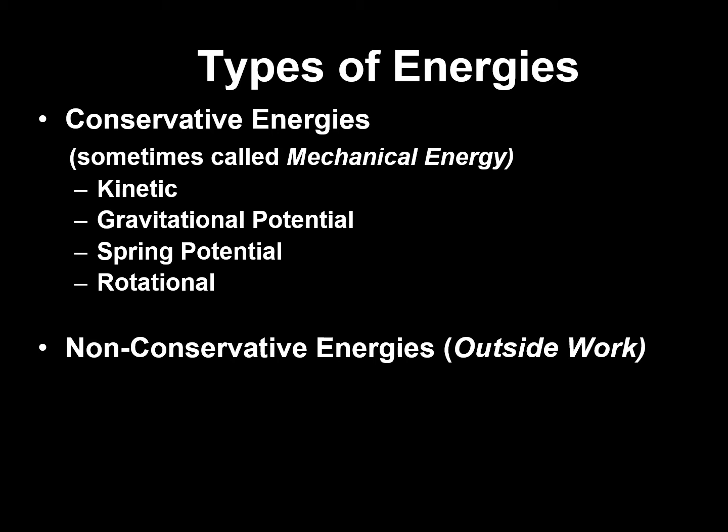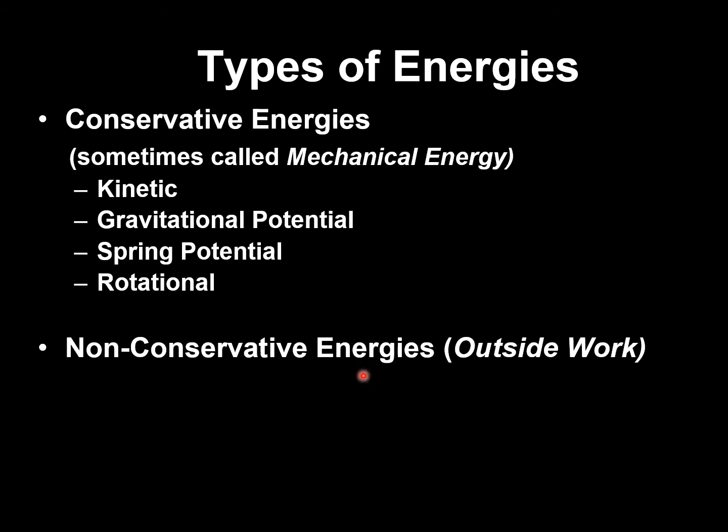Kinetic energy deals with how fast you're going. So if you increase your speed or decrease your speed, you increase or decrease kinetic energy. Spring potential energy, for example, is when you stretch a spring. By stretching the spring, you increase your spring potential energy, and then you release it when you let go of it. And then rotational energy: when objects are rotating, they can speed up or slow down and increase or decrease the rotational energy. So those are all the conservative types of energies, because those types of energies can either increase or decrease.